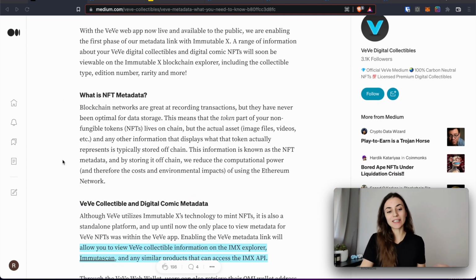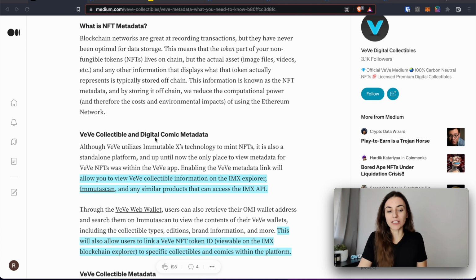So basically here Veve describes what metadata is, what it means, and where it is stored. It means that we can now see our Veve collectibles information on the Meterscan. If you don't know Meterscan, I will show you in a minute. And also on any similar products that access the ImmutableX API.